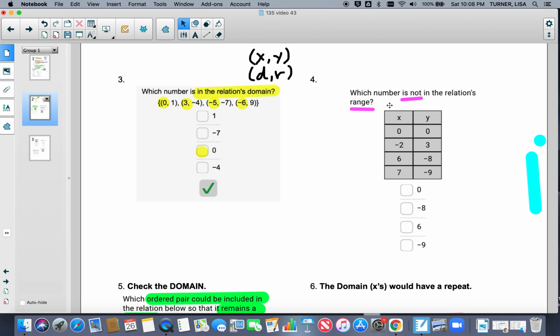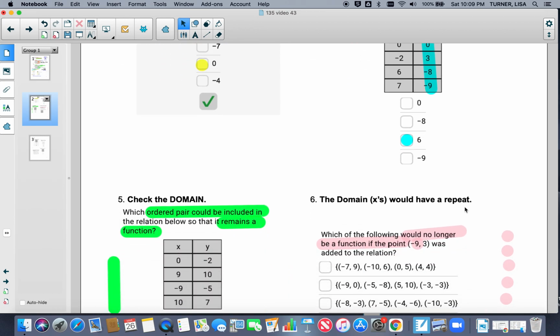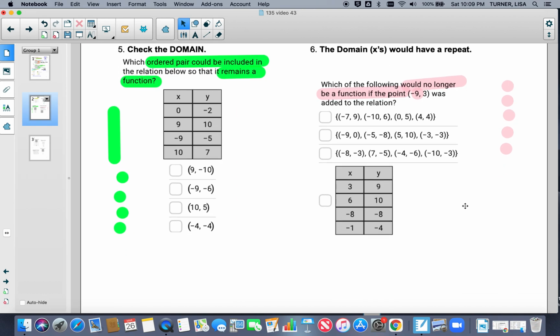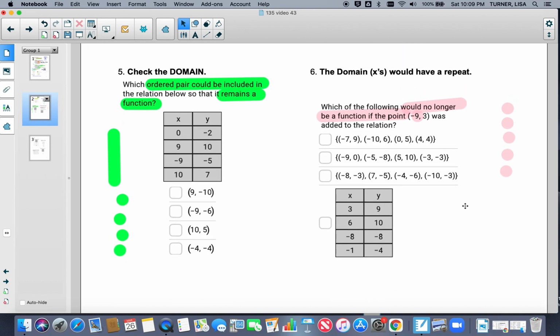All right, number 4. Now you got to read carefully, so we take our time. Which number is not in the range? And so I remember that range is y's, and so I'm looking in the y column, and I'm just looking for one of these numbers that is not in there. Well, 0's in there, -8's in there, 6 is not. 6 is my number, and I can see that -9 is in there. All right, so this is just a little practice of vocabulary, some new vocabulary, some synonyms for x and y in terms of functions. So last two problems here.